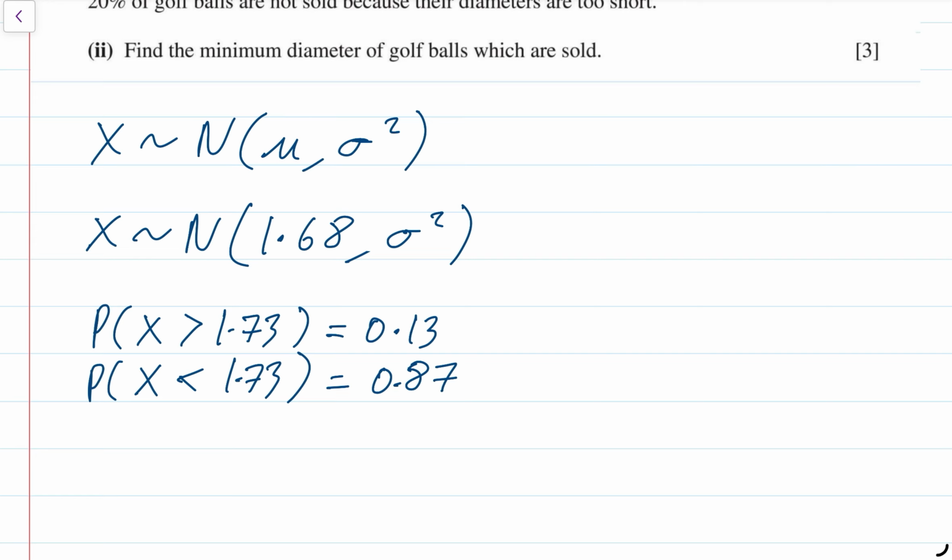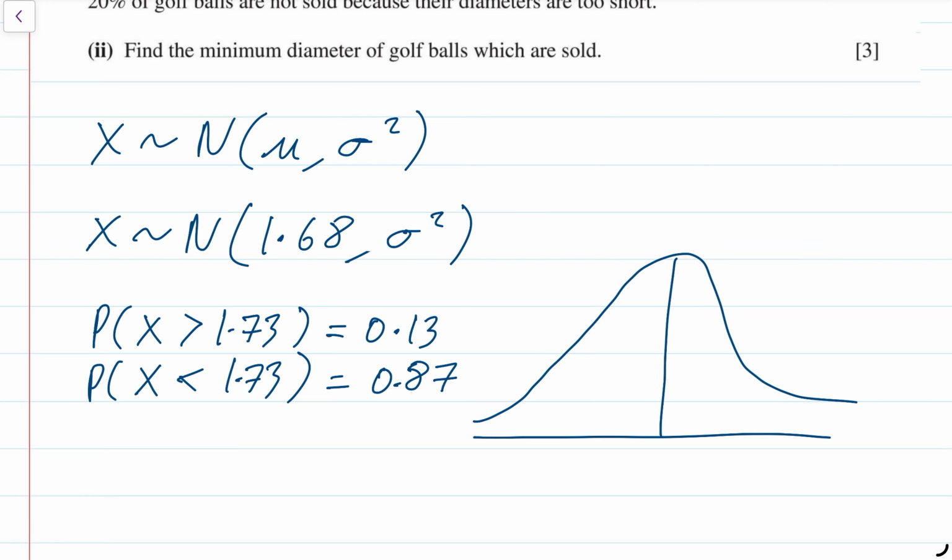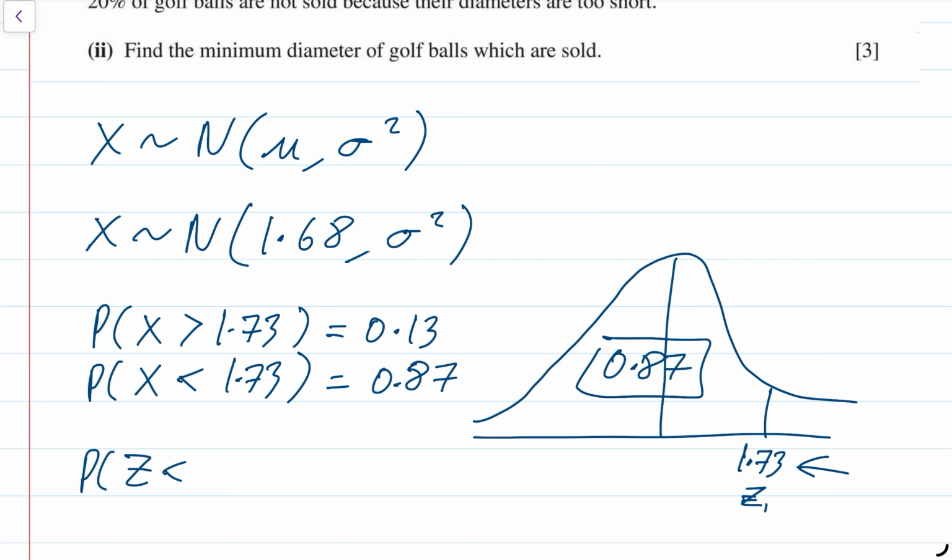Okay, let's do a normal distribution diagram. The X value of 1.73 would be up here, as this whole area is 0.87, and this is the real life value. We want to have a standardized value of Z1 as well. So the probability that Z is less than Z1 is equal to 0.87.